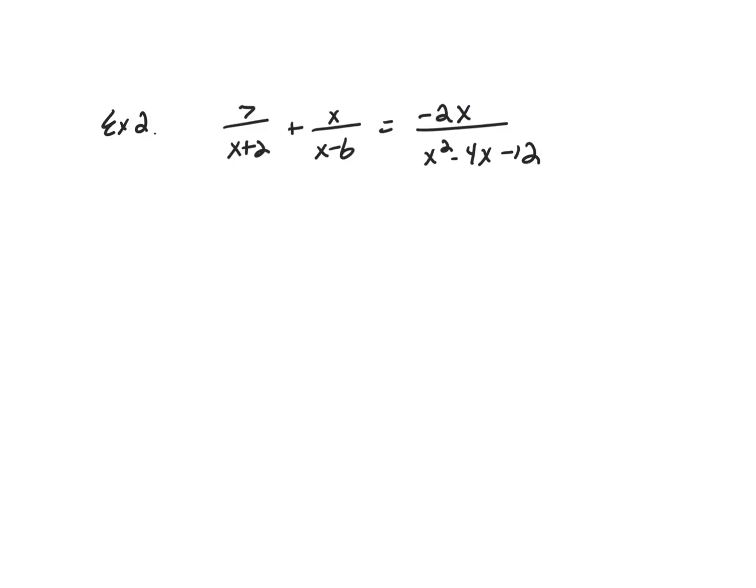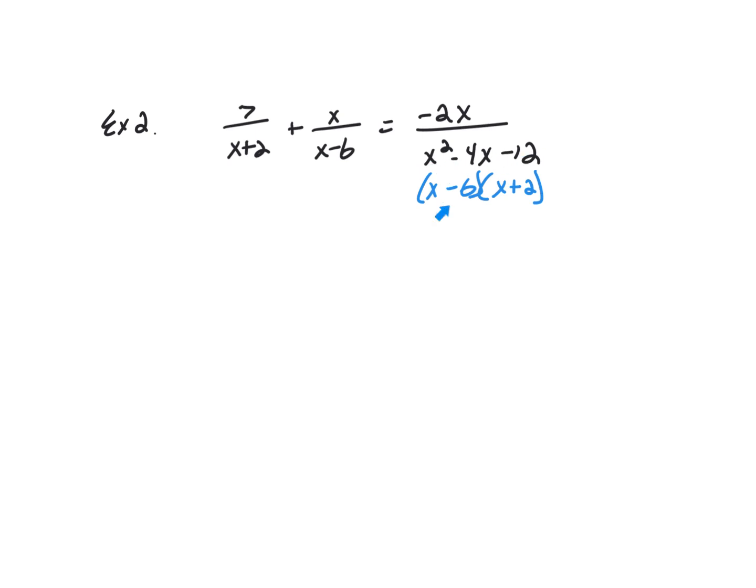Okay, this one's a little bit more involved. We have 7 divided by x plus 2 plus x over x minus 6 equals negative 2x over x squared minus 4x minus 12. You see these denominator factors of x plus 2 and x minus 6. I'm going to go ahead and factor this one to see what our common denominator is going to be.